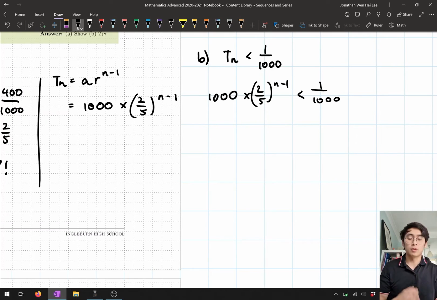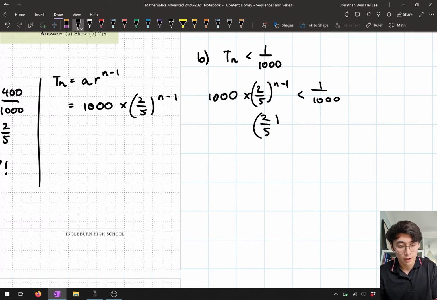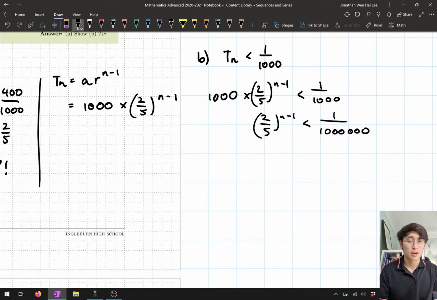Now here we can solve this like we normally would. So let's move this 1,000 over to the other side. So I've got (2 over 5)^(n minus 1) is less than, well, when I move it to the other side, I divide. So here I'm going to get 1 over 1 million now. Okay, this is where it gets a little bit tricky. Notice we're trying to solve for n, and n is in my power. When we're dealing with powers, the way we can actually fix this up is by taking logs.